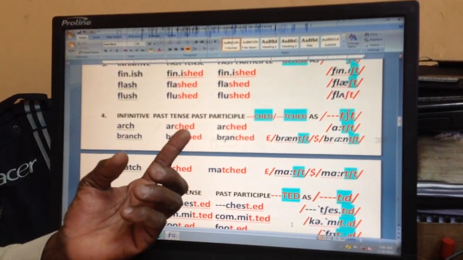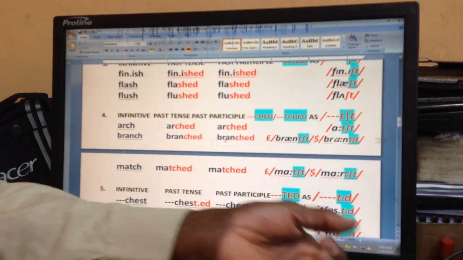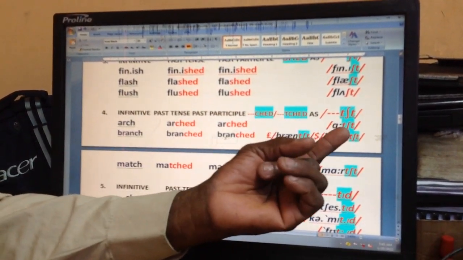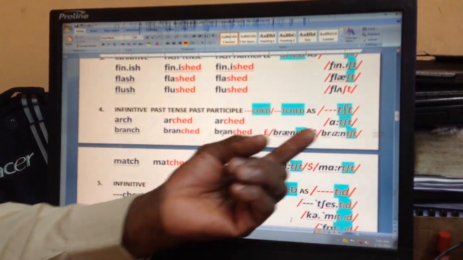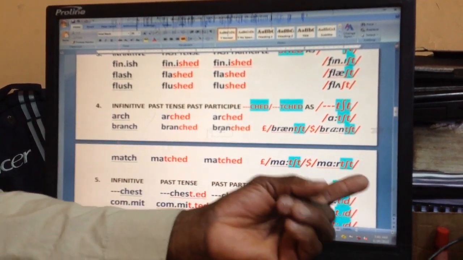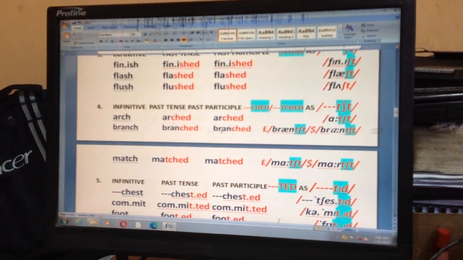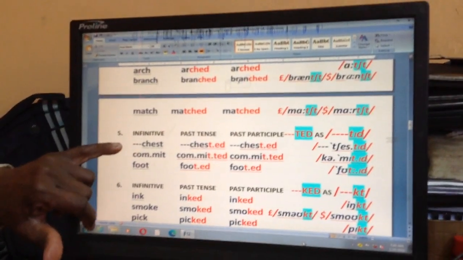Now, when it is the preterit, past tense, we get arch, arched. Sorry for that. Arched, correct? And then branched. Okay? And then matched. Correct. Quite a heckle of a job there, huh? Sorry for that. And then we come to number 5.